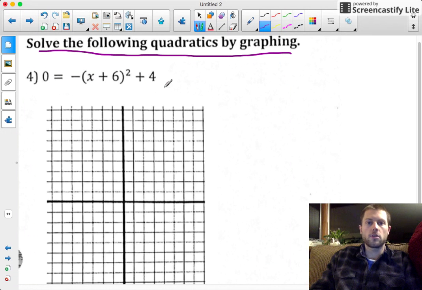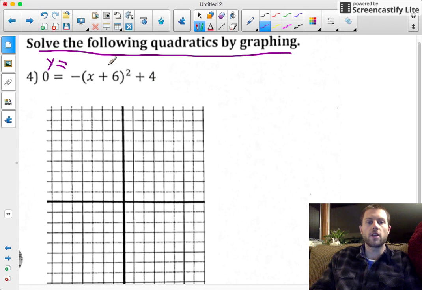And the method that we learned to solve this by graphing is to basically pretend that this no longer is equal to 0, but I want to graph the quadratic y equals negative (x plus 6) squared plus 4. So if I graph this and look for where my y value is 0, I'm essentially solving this quadratic by graphing. So let's go ahead and do that.